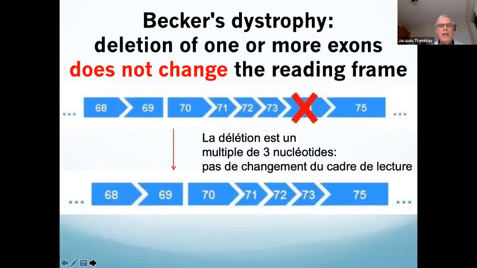So depending, in the Becker patient, on which exons are deleted and what part of the protein these exons are coding for, you'll have a more or less severe form of dystrophy.